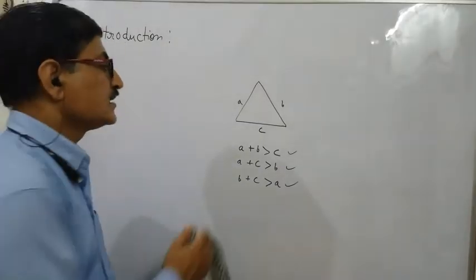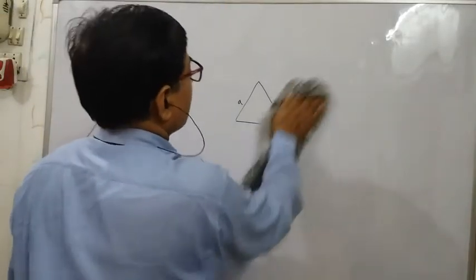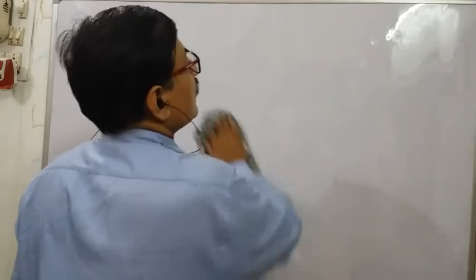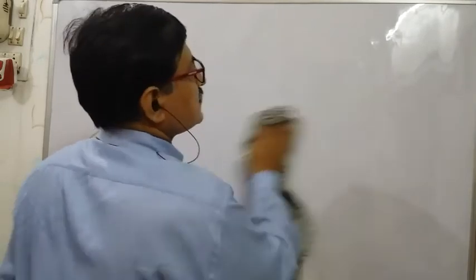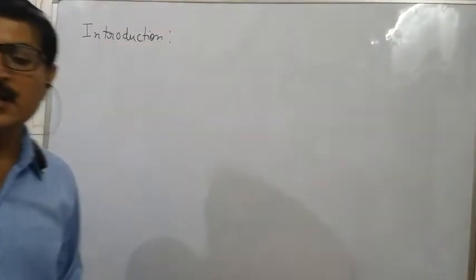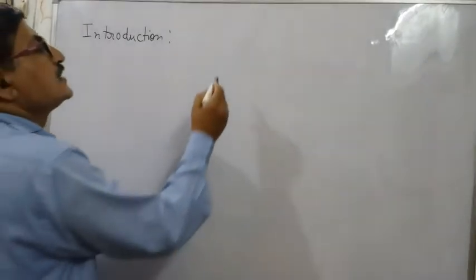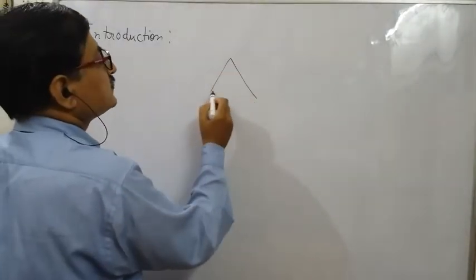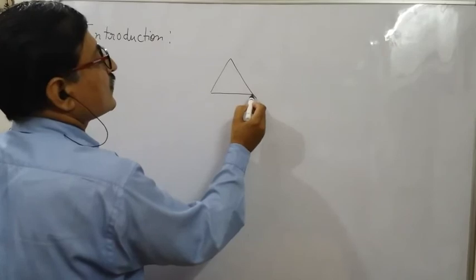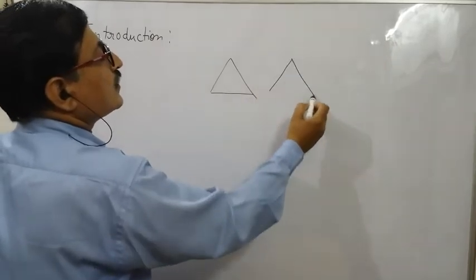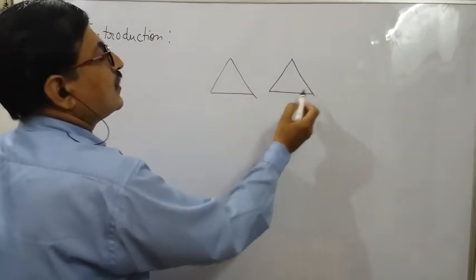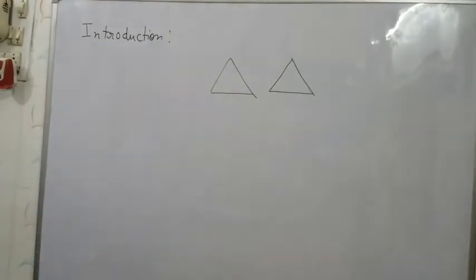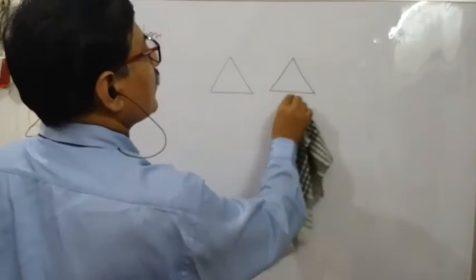Now coming to the topic. These are the basics. In class 9th, you have studied the congruency of triangles. Congruency means when two triangles are exactly equal to each other. Exact overlapping. Two triangles that are exactly overlapping.